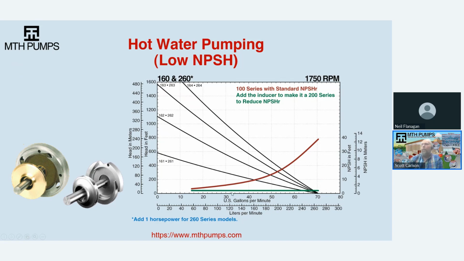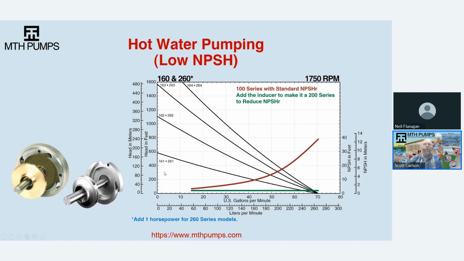Basically, when you have a situation where your water temperature starts getting higher, and you need to lower, less NPSH is available. You get to a point where a pump will start cavitating.